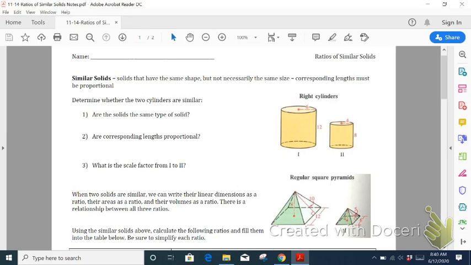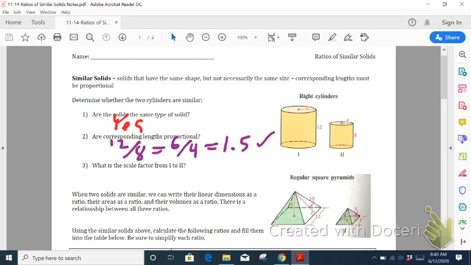So let's look at the right cylinders on the right. Are the solids the same type of solid? Yeah, they're both right cylinders, so we're going to say yes to that. Okay. Are the corresponding lengths proportional? Well, let's compare them. Let's look at the heights. The heights would be 12 over 8. The radii would be 6 over 4. Both of those simplify to 1.5. So yes, the lengths are proportional.